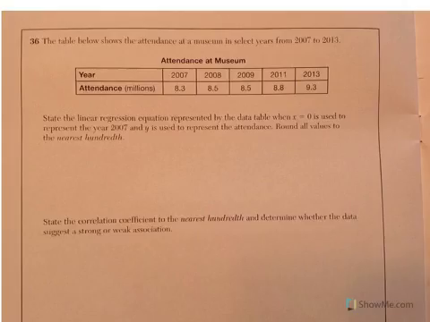36. The table below shows the attendance at a museum in select years from 2007 to 2013. State the linear regression equation represented by the data table when x equals 0 is used to represent the year 2007. Well, that means that 2007 is really going to be represented by 0. 2008 would be represented by a 1. 2009 is 2. 2011 would be 4. And 2013 would be 6.